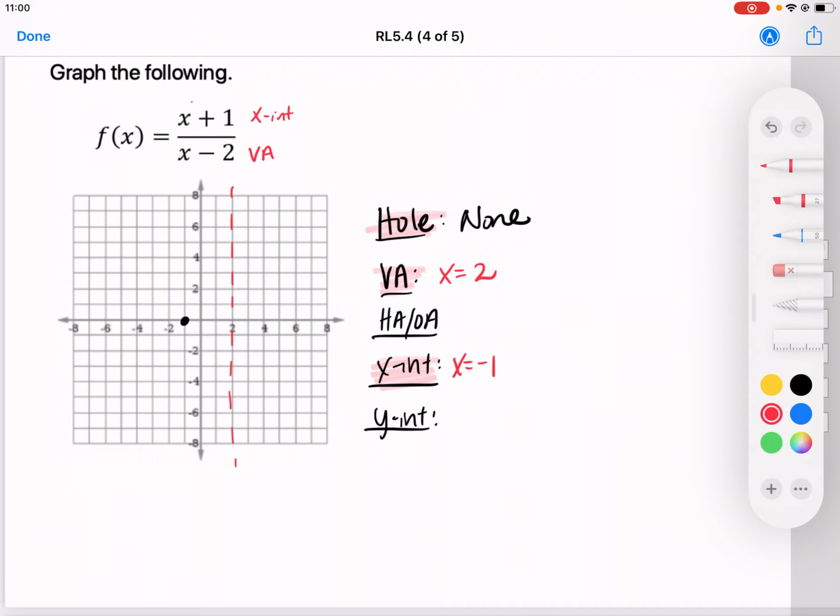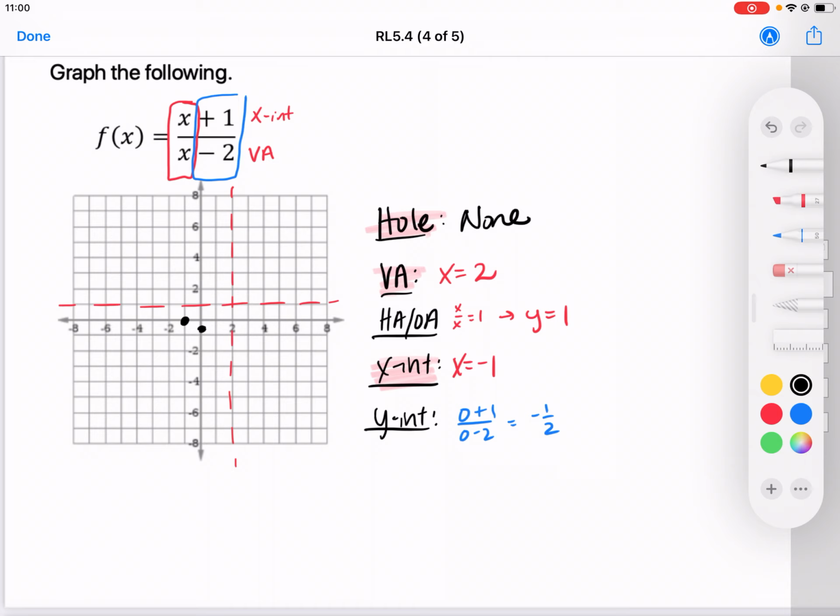So horizontal or oblique asymptotes, you look at this. The degrees are the same, so you divide them out. x over x is just 1. So you have y equals 1 as your horizontal asymptote. Perfect. So that's that. Y-intercept, you find by plugging 0 in for the x's. There was a quick way you could do that, or you could just go ahead and type or write it in. Either one. The quick way is you just look at the constant of the top divided by the constant of the bottom, and you get -1/2. So that would be right here.